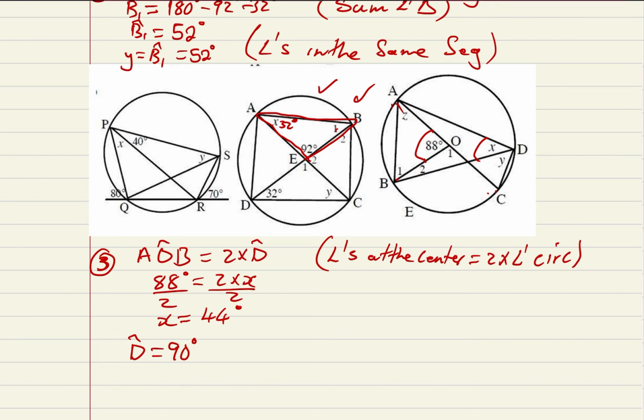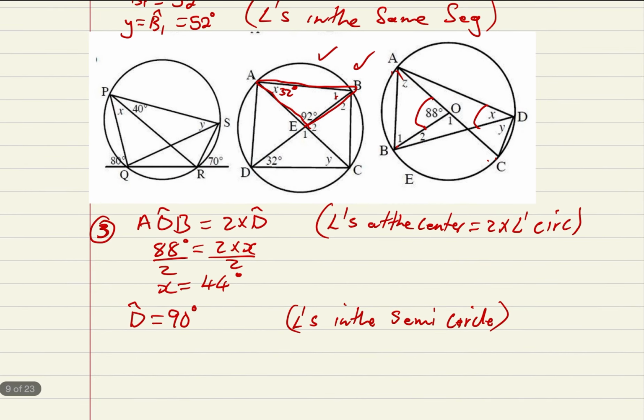Why? There's a diameter there, which means these are what? Angles in the semicircle. Hence, we know that y will be equal to 90 degrees minus 44 degrees. Okay, so that is our y. 90 degrees minus 44 degrees, which will give us y equal to 46 degrees. That is what we are having.